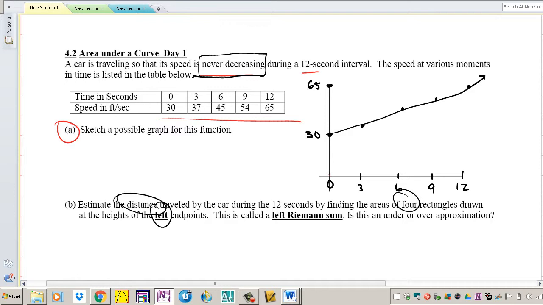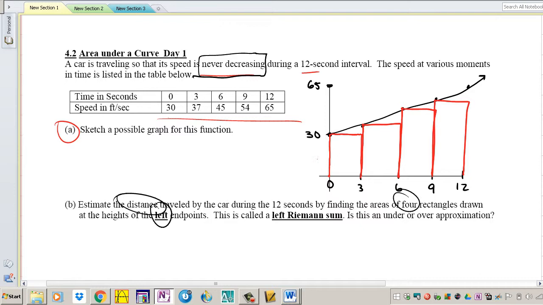Let's start with the first point, 0. Draw your height of the rectangle up, then go to the right where 3 would be, and then go straight down. And then starting again from 3, this is going to be the left part of a new rectangle. Go up, right, down, up, right, down. And then finally, the last rectangle. This is called left Riemann sum because we start from the left and that's how we draw our rectangles.